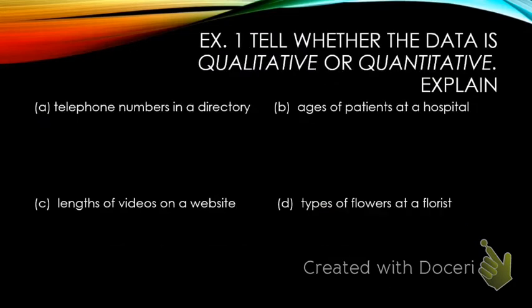Example number 1, it says tell whether the data is qualitative or quantitative and explain. So let's see what you guys came up with. Letter A, how many of you said, by show of hands, that telephone numbers in a directory were qualitative? All right, put your hands down. How many of you said they were quantitative? You did both? Put your hand up for both.